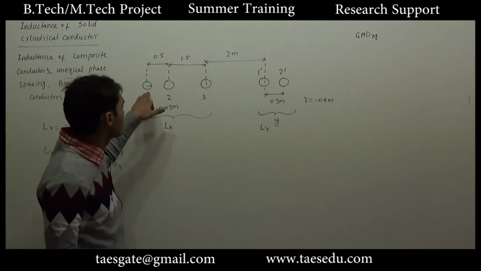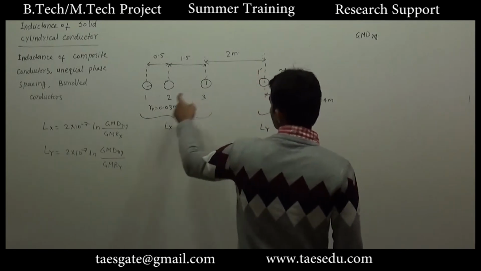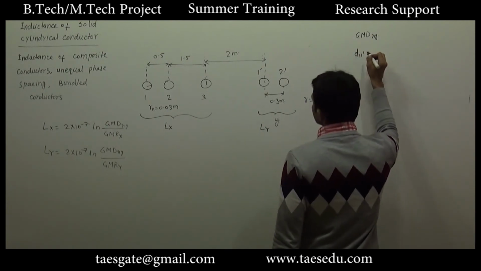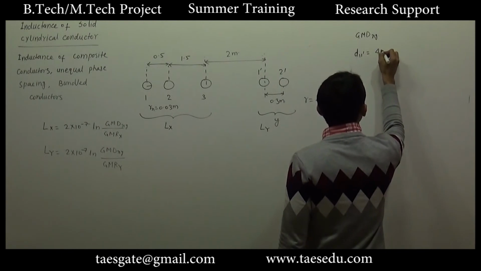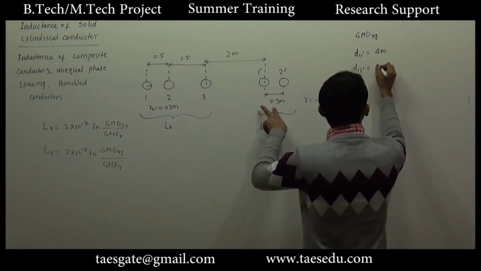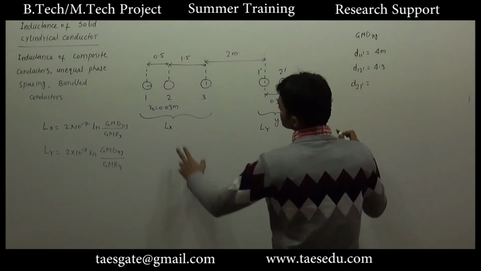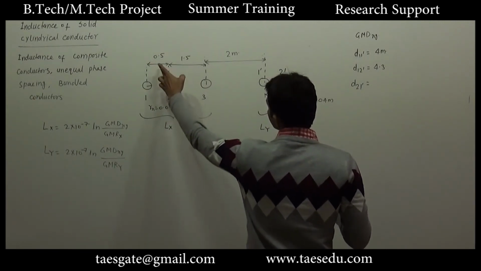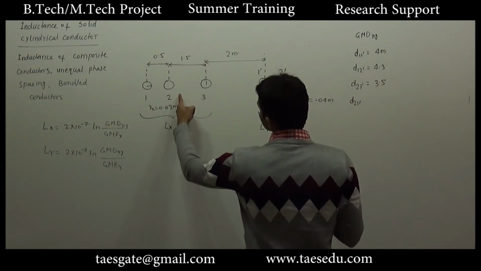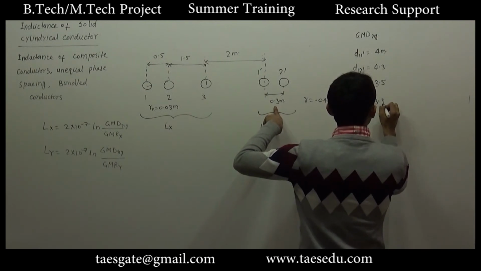So for this strand we will have two distances. The first distance: this is 2 meter and 2 meter, distance between 1 and 1 dash, D11 dash, will be 2 plus 2, 4 meter. D12 dash will be 4 plus 0.3, 4.3 meter. D21 dash will be 4 minus 0.5, 3.5 meter. D22 dash will be 3.5 plus 0.3, 3.8 meter.